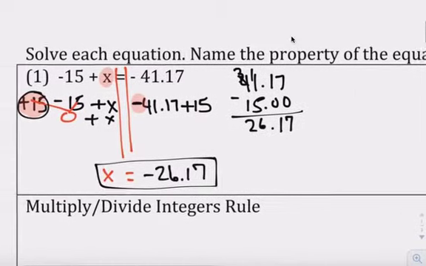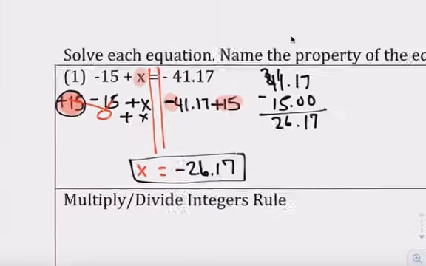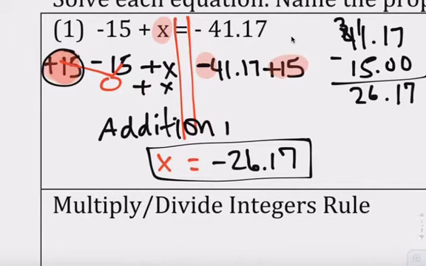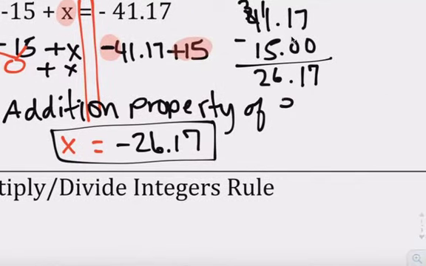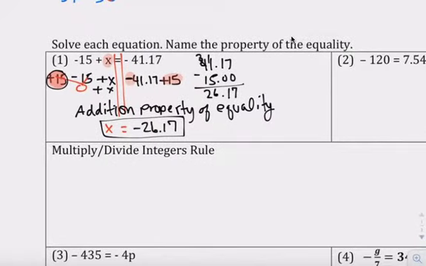And when you add 15 to both sides, this is called the addition property of equality. Name the property of equality. You're adding 15. This is called addition property of equality. Okay, number 2.